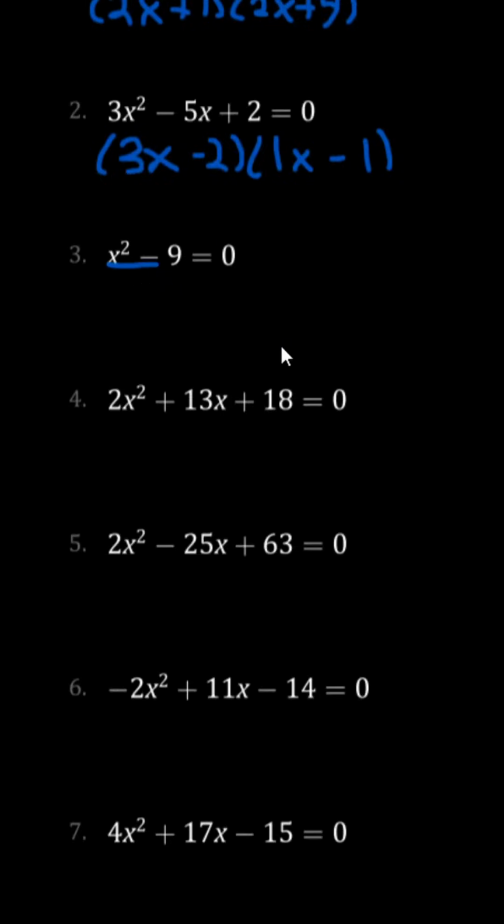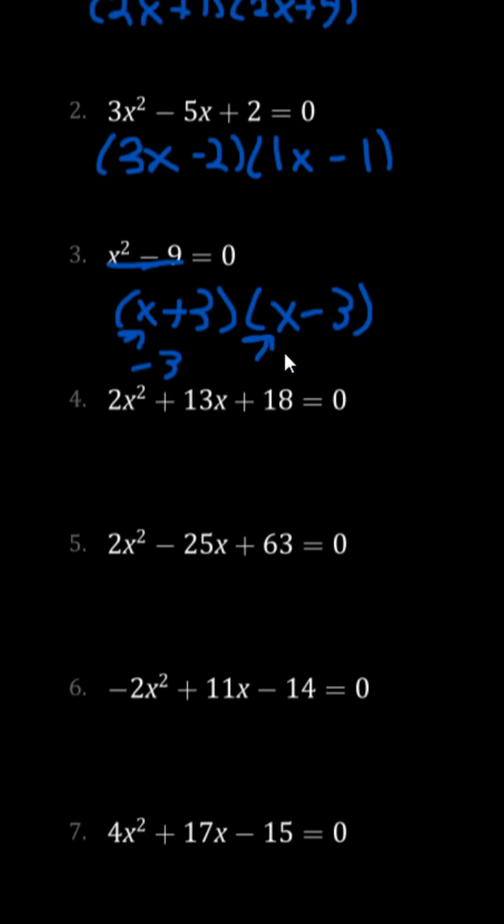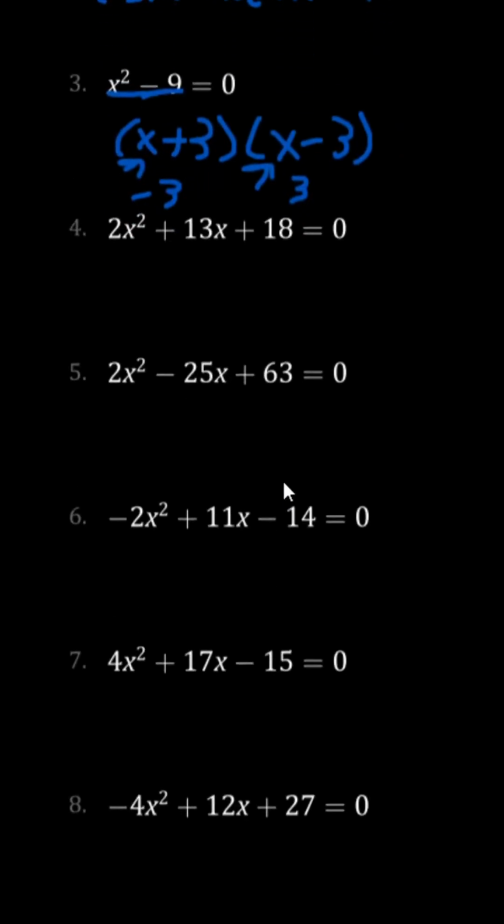x squared minus 9. I love it. No b value. It is a square, because we know 3 times negative 3 is negative 9. So we have x plus 3, x minus 3. And negative 3 being plugged in for this x will give us 0. Negative 3 plugged in for this x will give us 0. Very nice. I love square questions. All right, I'll do 4 and 5, and then I'll pull up something else.